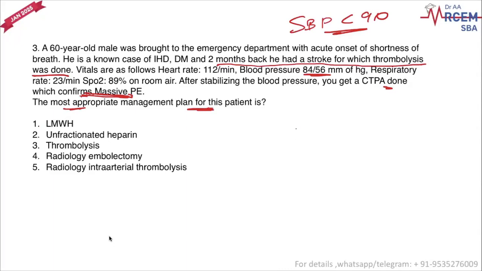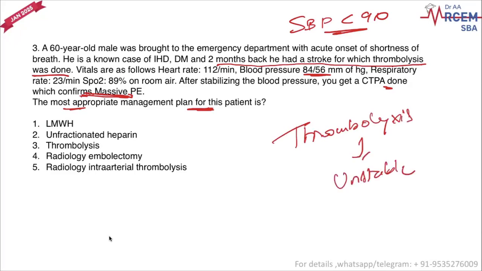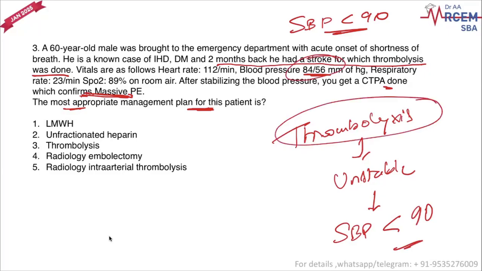You need to remember, when do we do thrombolysis in a patient? We do thrombolysis if the patient is unstable. When do we call it unstable? It's only the systolic blood pressure you need to look out for, if it is less than 90. This patient had a systolic blood pressure less than 90, so we are thinking of thrombolysis. But thrombolysis cannot be done for this patient because he had a stroke and a thrombolysis was recently done. This is a contraindication for thrombolysis.